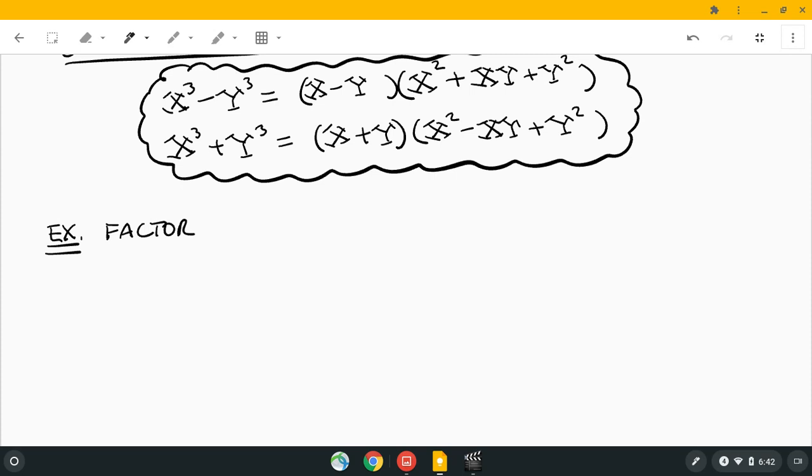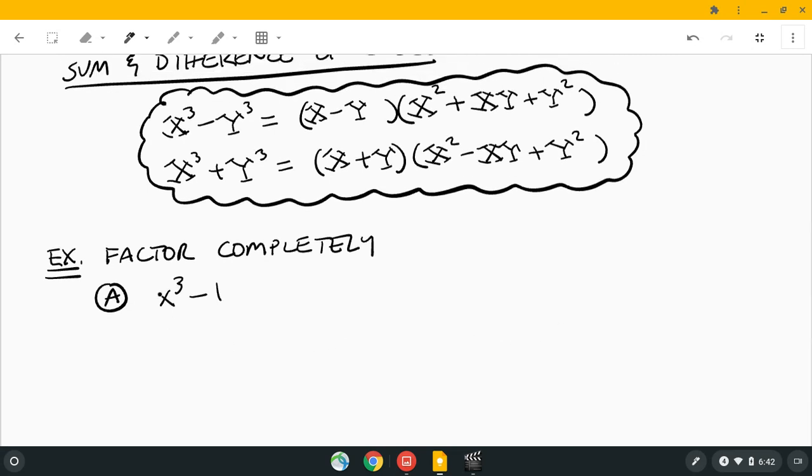Factor completely. Okay, so let's take a look at this first example. x cubed minus 1. Okay, so clearly these are both cubes, right? Identify what's being cubed here and identify what's being cubed here.